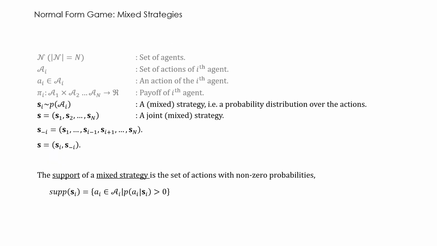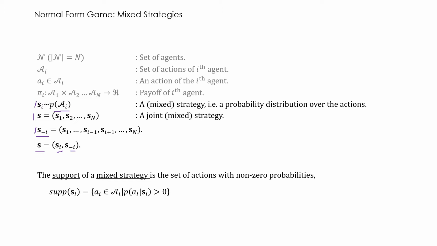A mixed strategy is a probability distribution over actions. So this is a mixed strategy of agent i, and for each action that's available to agent i, we have a certain probability. And this is the joint strategy, joint mixed strategy. This is the opponent joint mixed strategy, and this is again the joint strategy of all agents, i and opponents negative i.